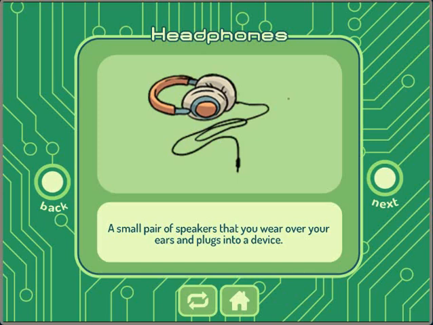Usually, headphones are to listen. They're a pair of speakers that you wear over your ears and plug into a device, usually the computer or radio. Sometimes headphones have microphones so you can speak into them.